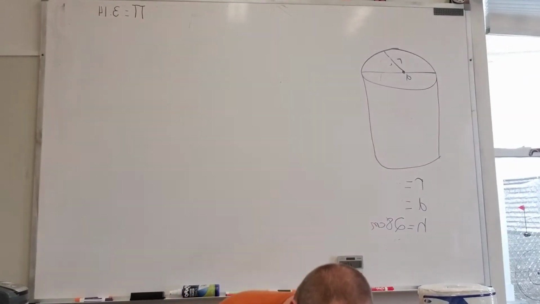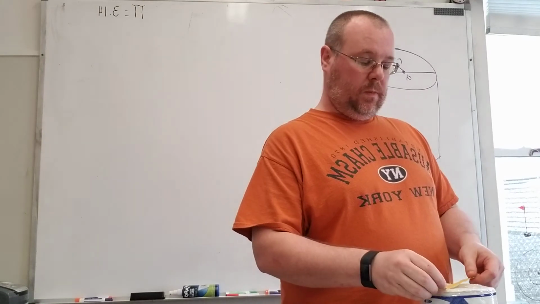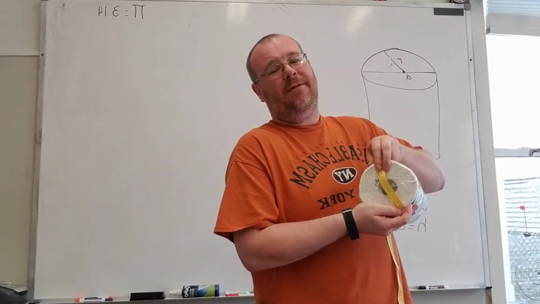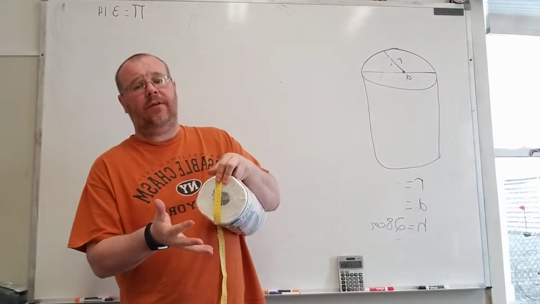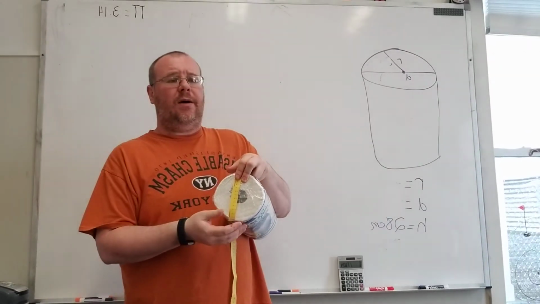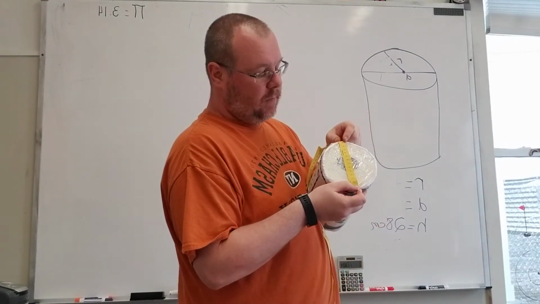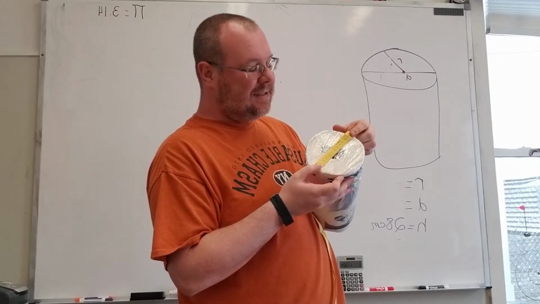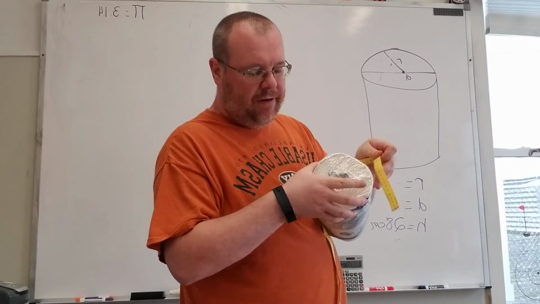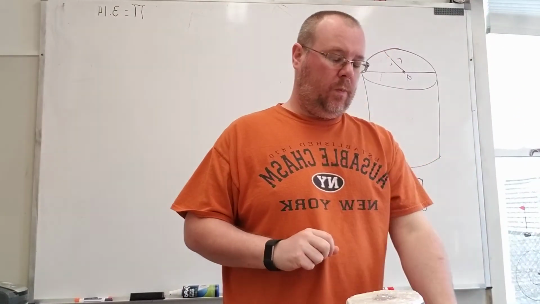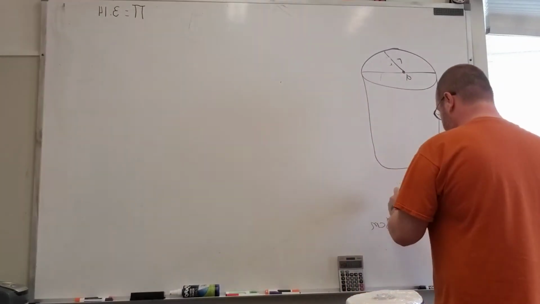What is the diameter of our paper towels? Now, it's not a perfect cylinder. It's kind of squished in some places, so we might have different answers. So let's see if we can come up with a couple of the same answers, then use that number so we're all the same. Oh, what do we got? 14? Let's say 14. So our diameter is 14.